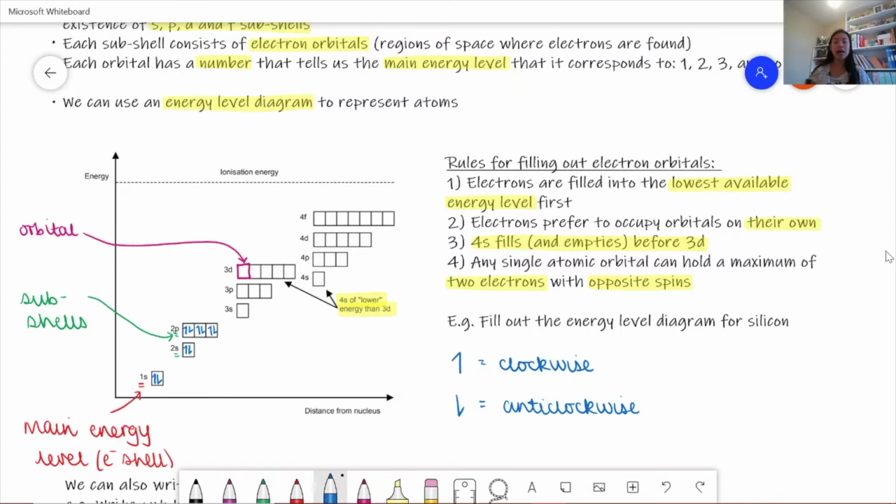So now we've filled 10, so we need 4 more. So we fill 3s with 2 electrons. And now we need another 2 electrons. And so now we need to remember about how electrons prefer to occupy orbitals on their own again. So we need 1 in this orbital and a second one in this orbital. So this is our finished energy level diagram for silicon.